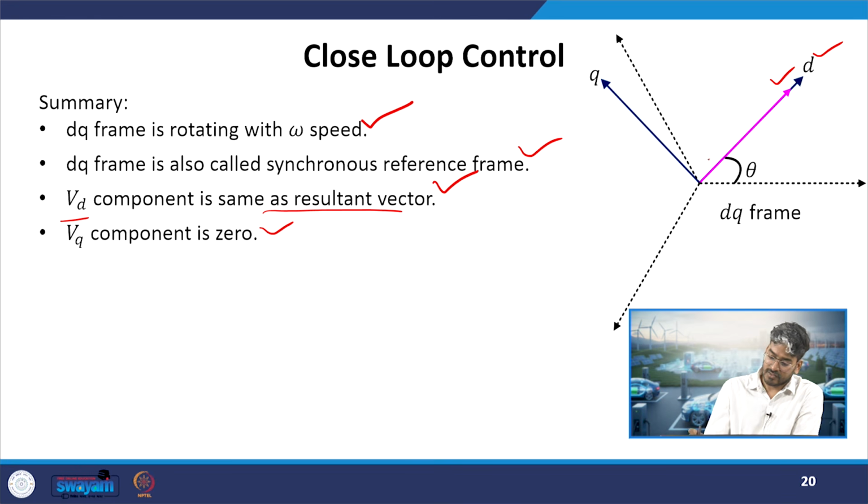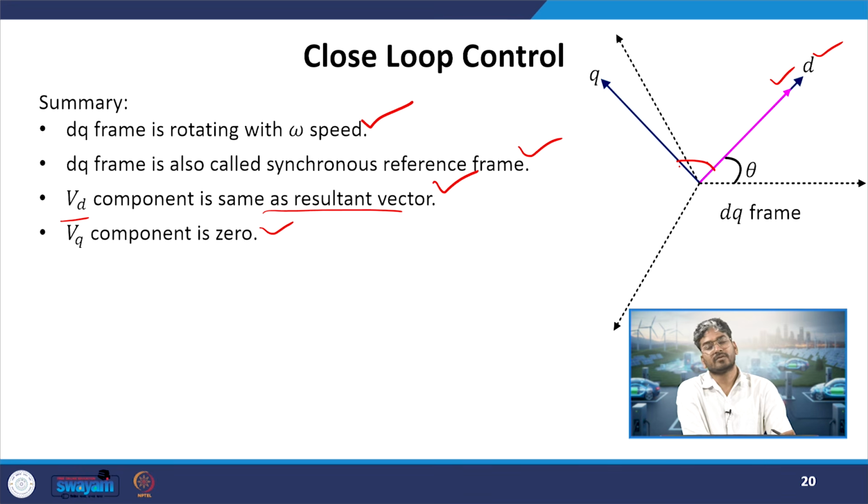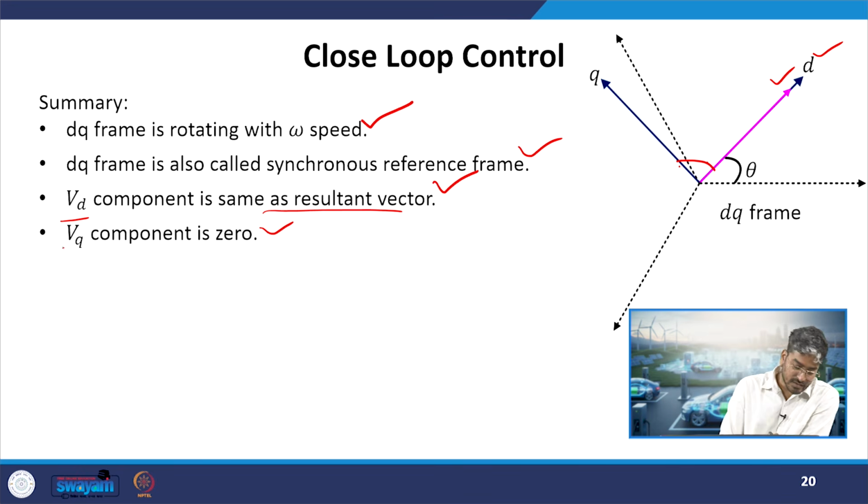Why? If you see at this point, what will be the projection of this one? It is 90 degrees, so obviously the projection of d on the q axis will be 0. Will it always be 0? The answer is no. It can have some other values if we do not have a balanced three phase supply.